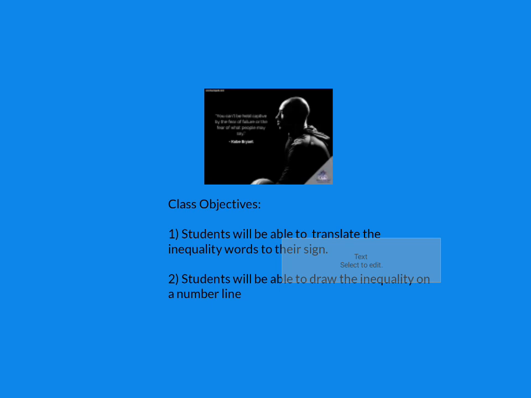So our quote of the day here is, you can't be held captive by the fear of failure or the fear of what people may say. That is by Kobe Bryant.